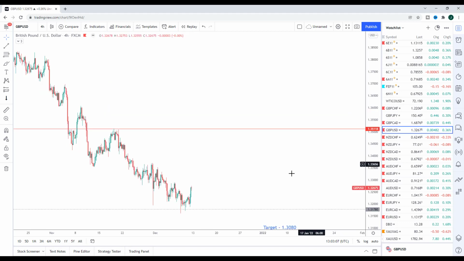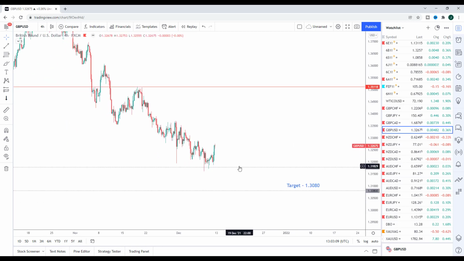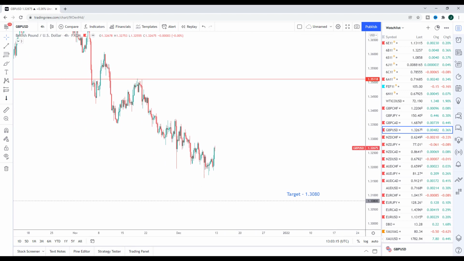And finally, we have pound dollar. Pound dollar did take out the target set from last week. The slight problem with pound dollar is you have 2 interest rate decisions going into next week, and this means this market could get very volatile. But again, any pullback in this market would be viewed as an opportunity to look for further declines.